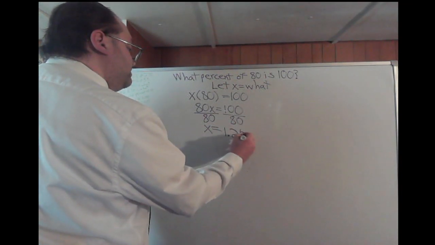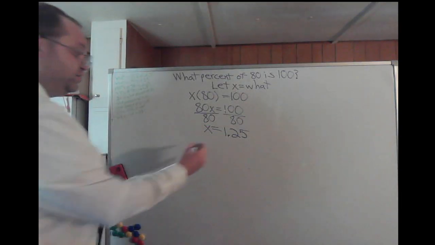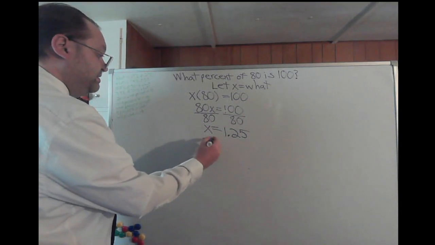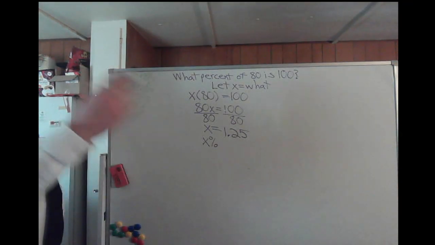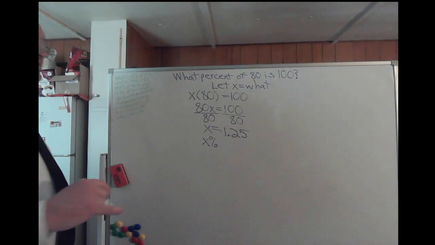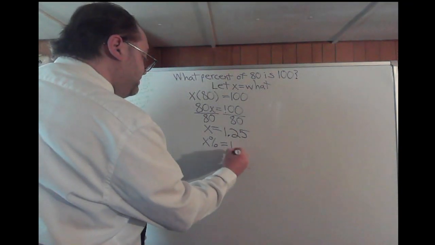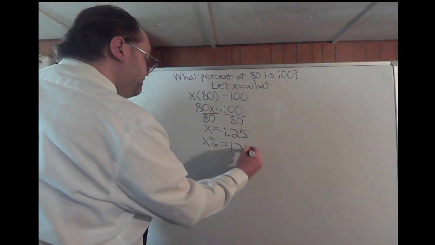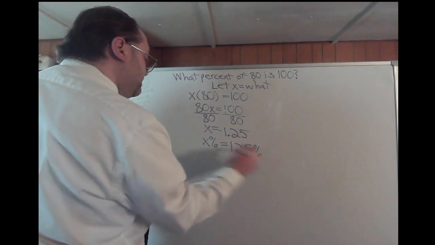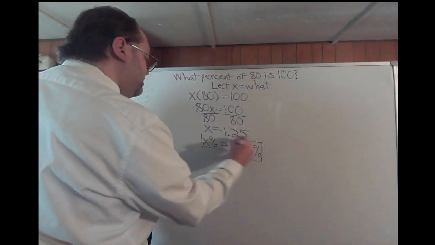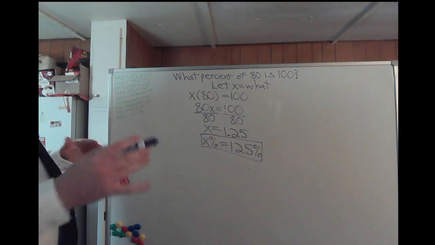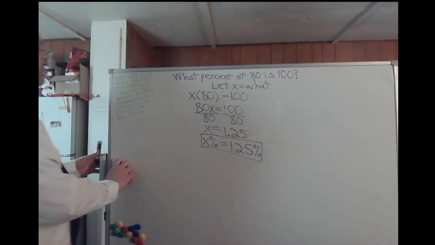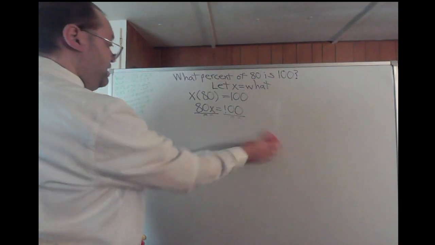Now that only tells you what the decimal form is. In order to get your percent, you want to find x percent. All you're going to do is take your decimal, move it 2 places to the right, which would give you 125%. So 125% of 80 is 100. I've got 3 more problems.